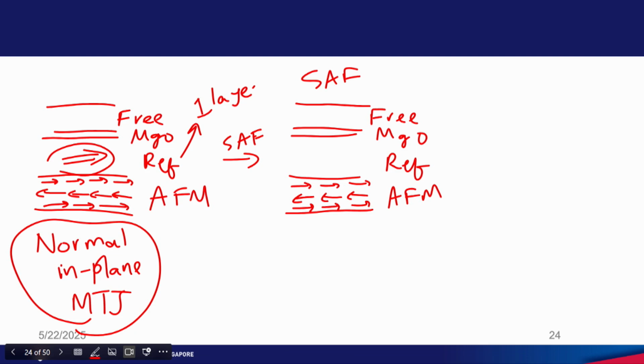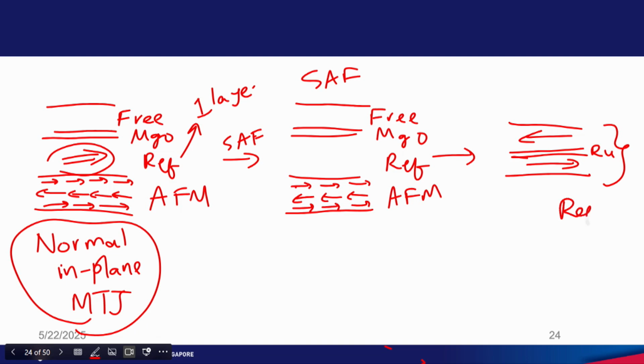Okay, so in the case of the synthetic antiferromagnetism concept, this reference layer is made of 3 layers. The bottom layer of the synthetic antiferromagnetic structure is spinned by the AFM, so it will be along this direction. Then you have ruthenium or iridium to induce the antiferromagnetic coupling. So instead of one layer, you have 3 layers. Your reference layer is like this. This whole thing is the reference layer.